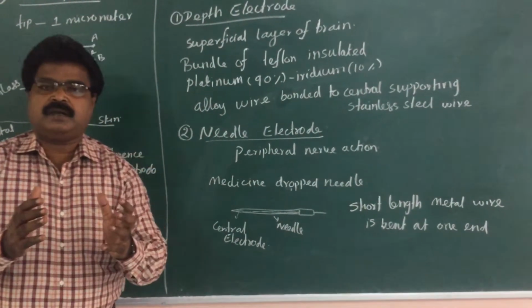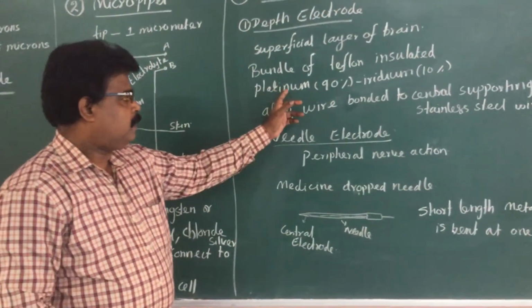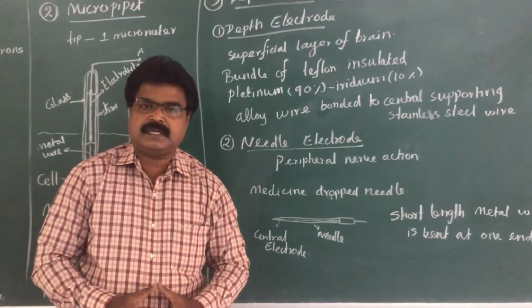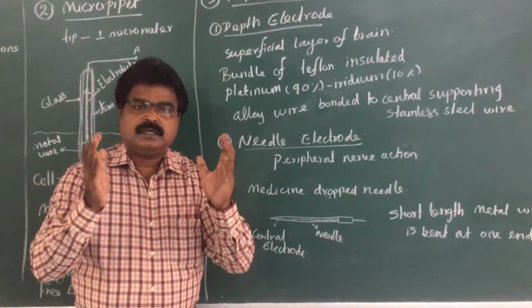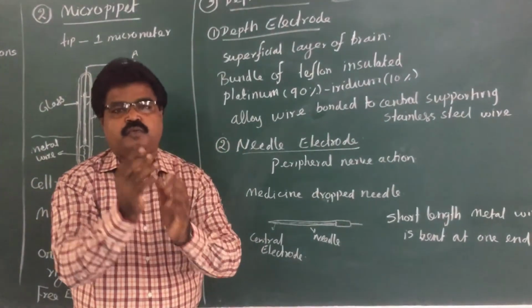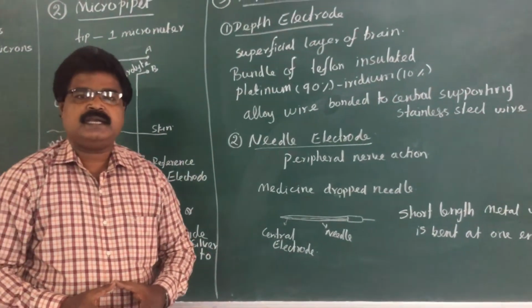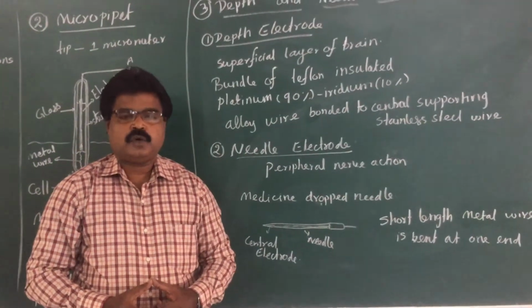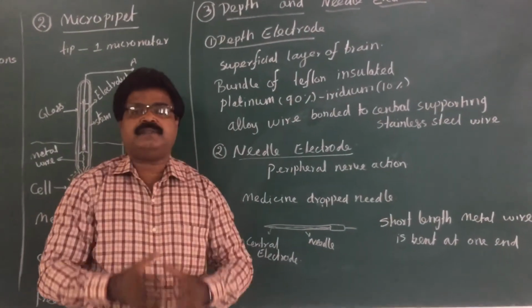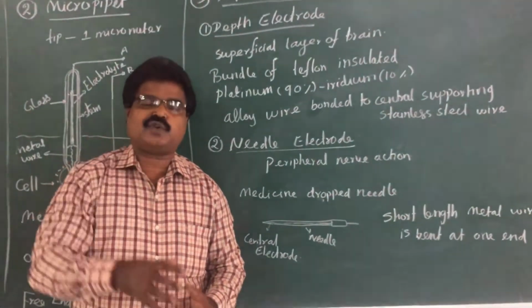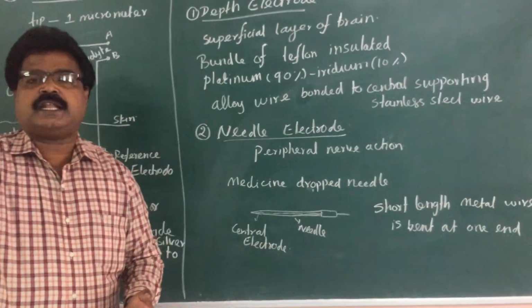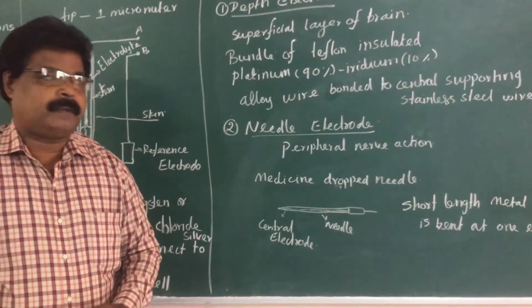The bundle of Teflon insulated platinum 90%, iridium 10% wires: one end will be fused to form a fine tip to insert into the brain. The other end will be supported on a stainless steel wire. Here each wire of this bundle will act as an electrode used to pick up the signal from the superficial layer of the brain.